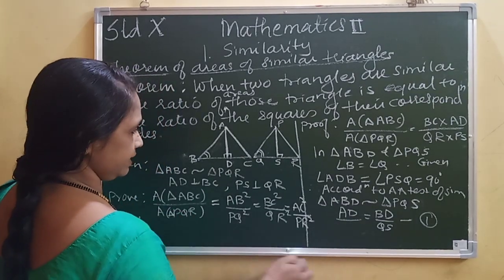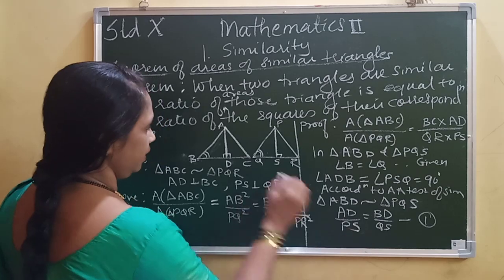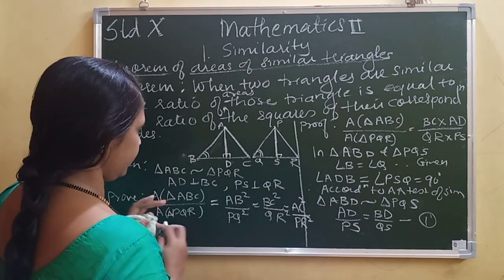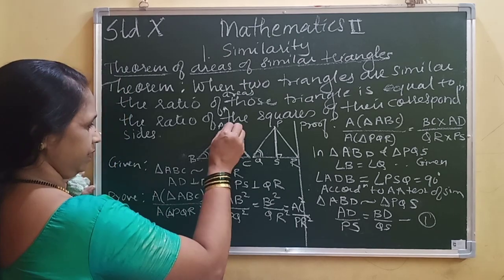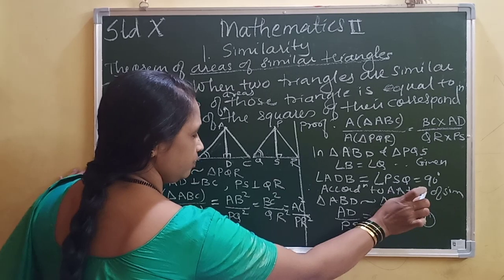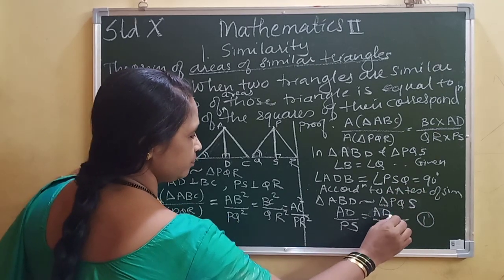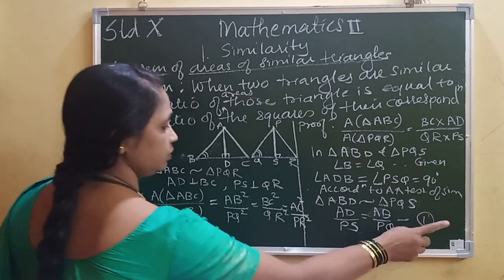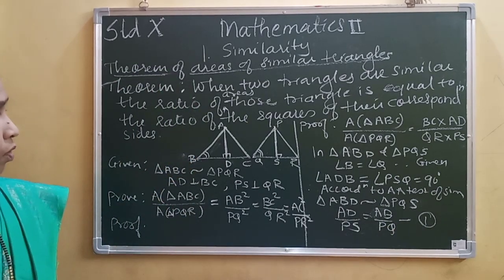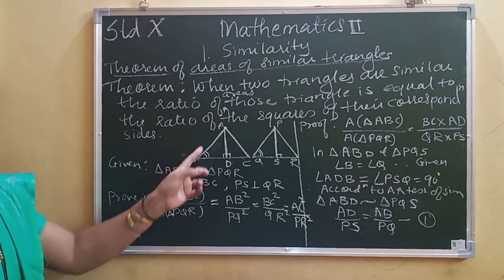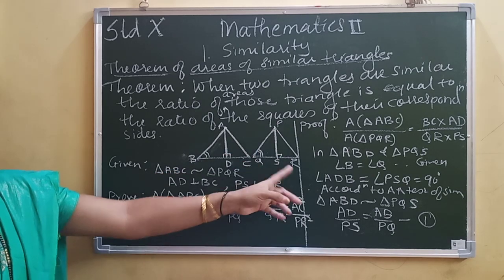AD upon PS, I said AD upon PS, it was correct, and AB upon PQ. Okay, what we want? AB upon PQ. This we give the name as 1. Now what we must do is, triangle ABC is similar to triangle PQR.